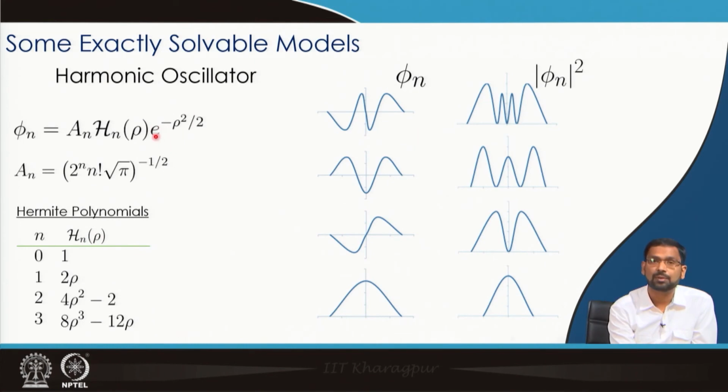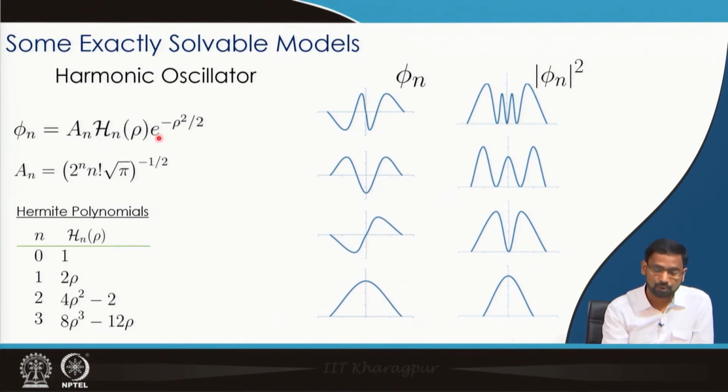The third component of this harmonic oscillator eigenfunction is this Gaussian function, e to the power minus rho square by 2. Rho is again the dimensionless coordinate. So, there are essentially three features: the normalization constant, the Hermite polynomial, and this Gaussian function.